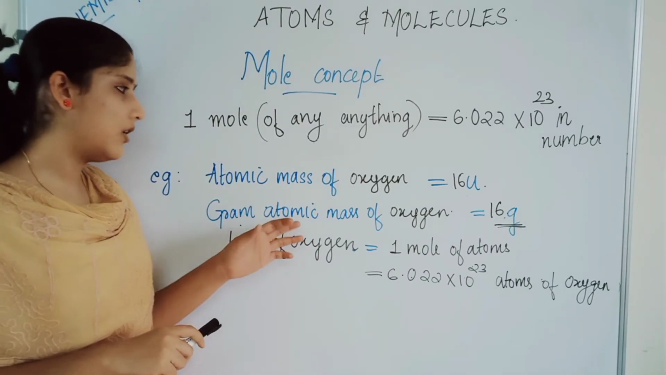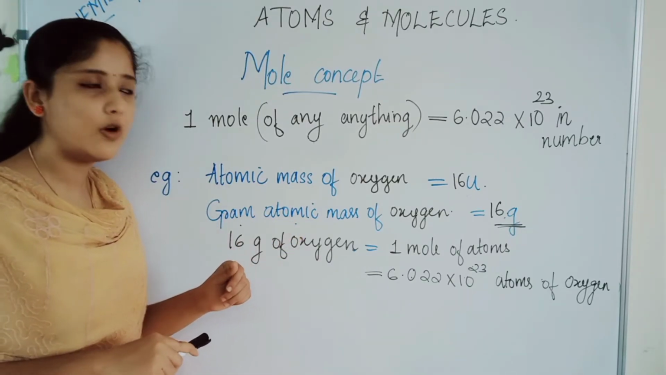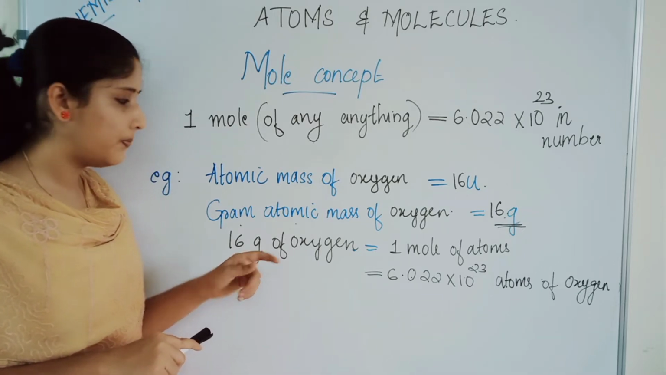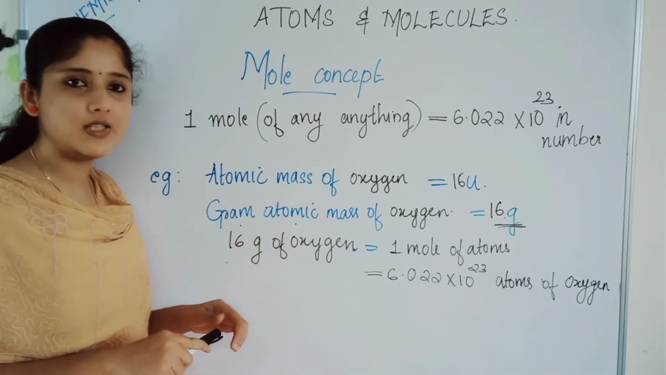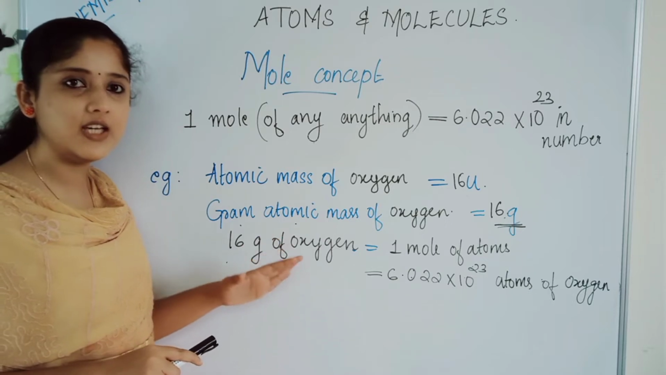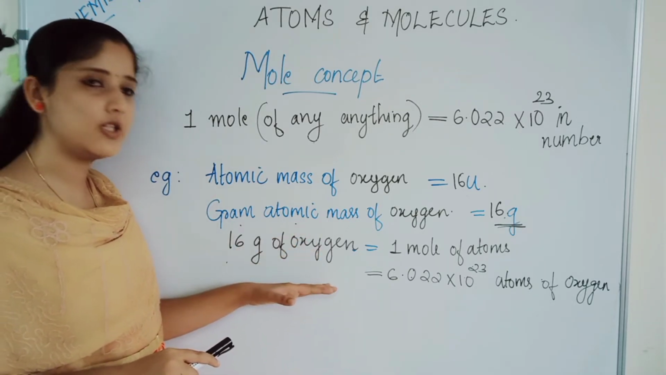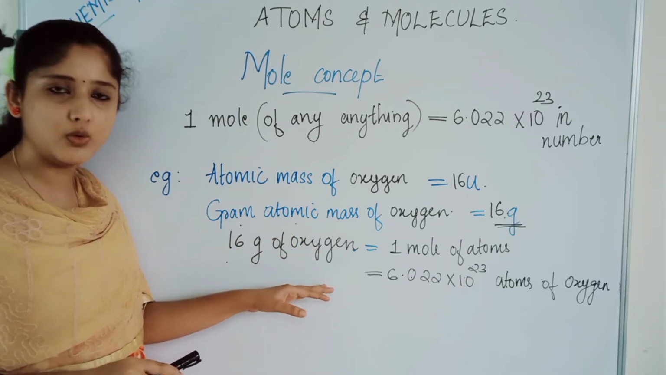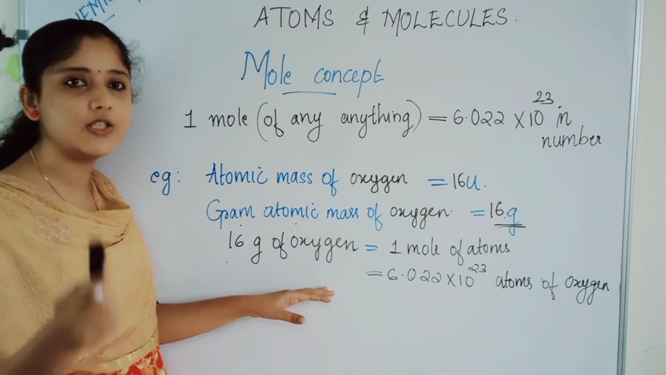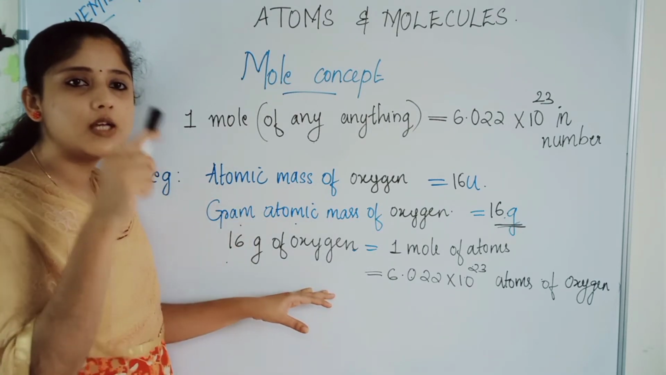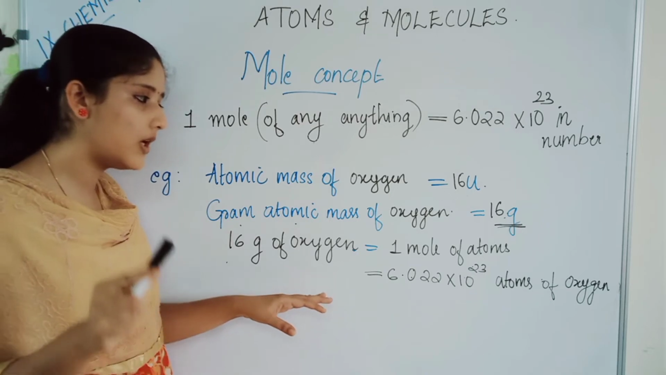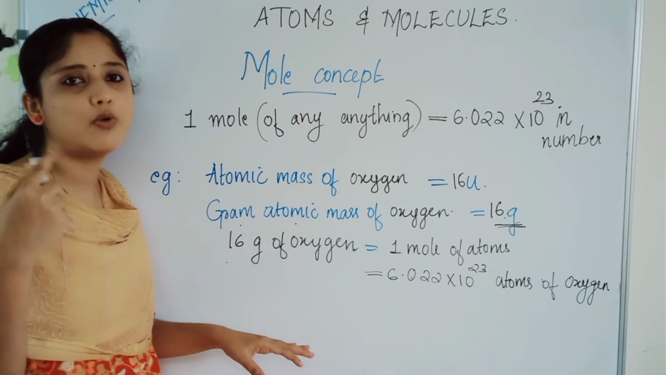Similarly, take the case of oxygen. Atomic mass of oxygen is 16 U, isn't it? Gram atomic mass of oxygen is 16 gram. So, 16 gram of oxygen is equal to 1 mole of atoms, which is 6.022 into 10 raised to 23 atoms of oxygen.